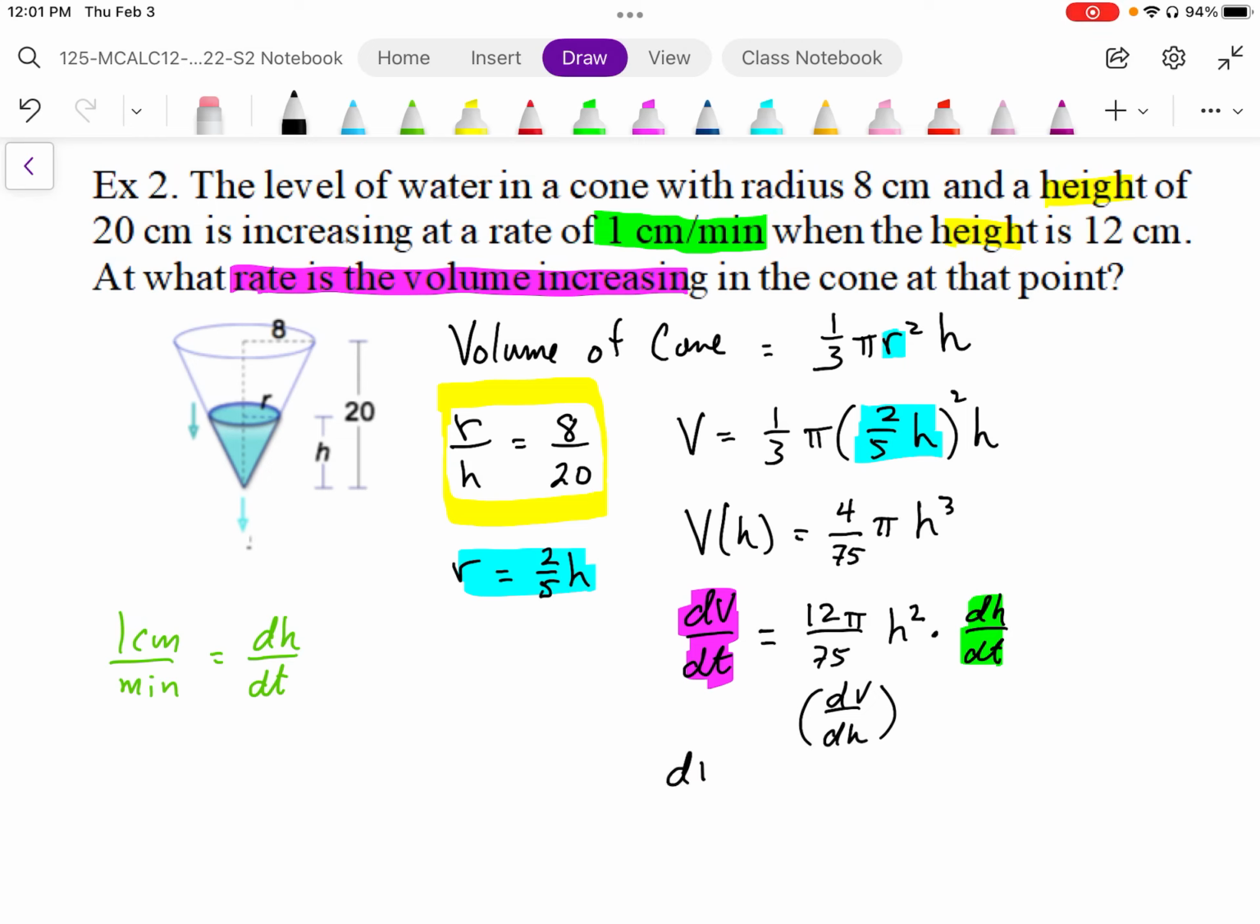So what do I know? Well, I don't know dV by dt. That's what I'm trying to solve for. I have 12 pi over 75. The h is known because I was told that the h was 12 centimeters. Okay, the height at present is 12 centimeters, so I'm going to plug that in for my h. So 12 centimeters squared. And dh by dt, I've been told as well, it's going to be 1 centimeter per minute.